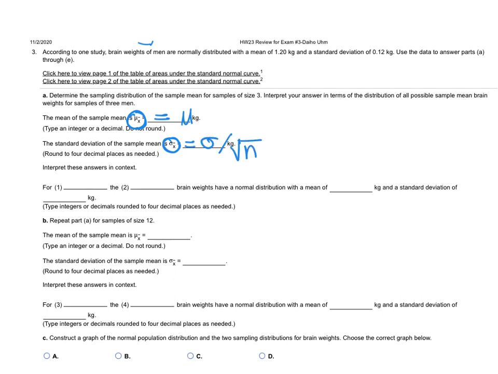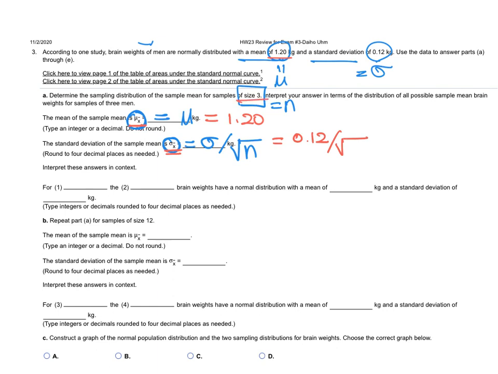So probably we had the population mean here. It is the mu, and that is the sigma, and also we need a sample size is a 3, that is the n. So we had everything. So now the mu, the mean of the mean, that is the same as the population mean, 1.20, and the standard deviation of the sample mean will be the sigma is a 0.12 over square root of the sample size, the 3.